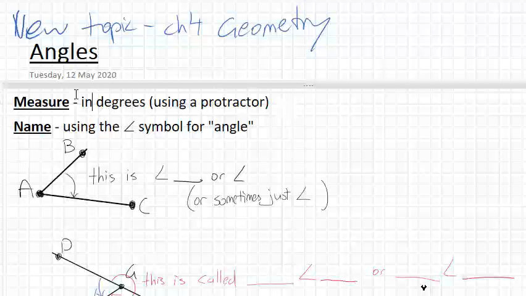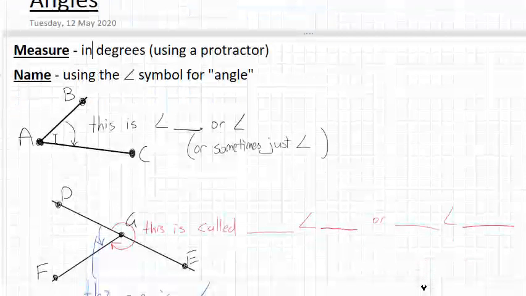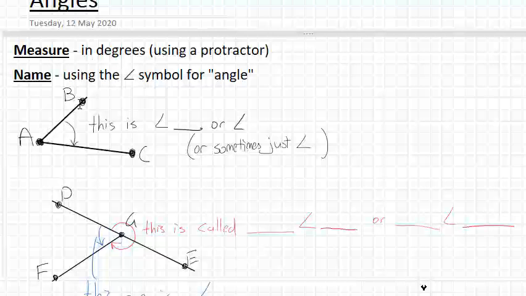You don't just guess at it. To measure something means we actually need to measure the angle with a protractor in degrees. The second thing you could be asked to do with an angle is name it. And this is different to measuring it. You can't just have a rough idea for this either. You need to be specific.